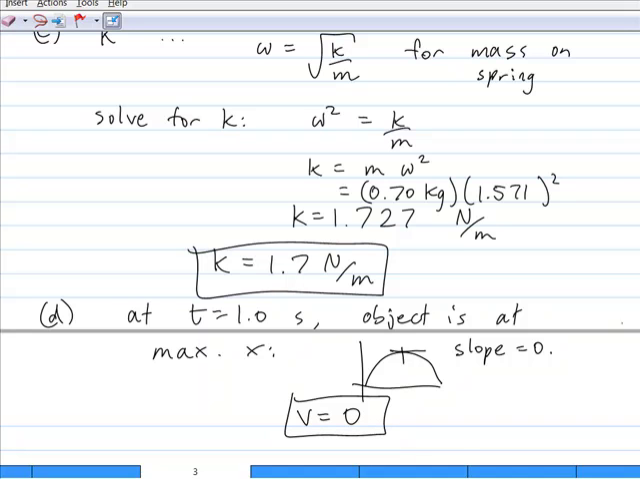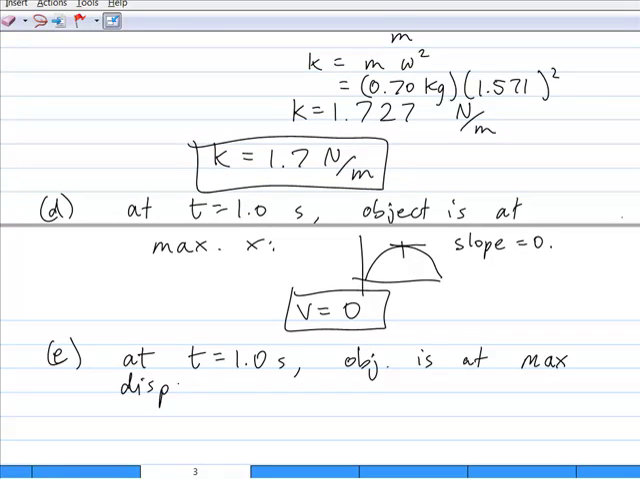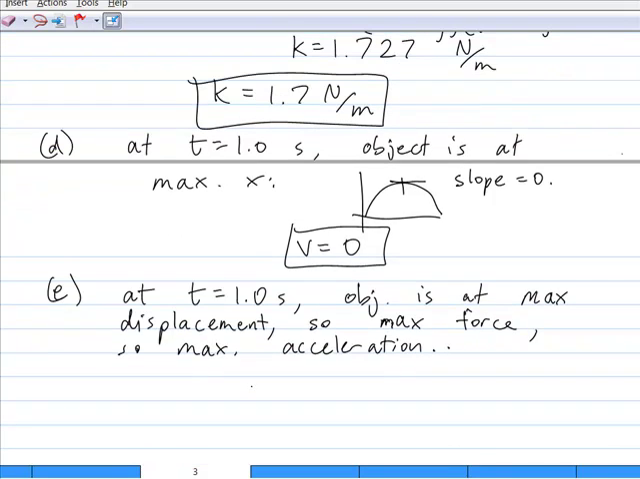And the magnitude of the object's acceleration at t equals 1 second, well, this will be the maximum. So at t equals 1.0 second, the mass is at max displacement. As we've just said, it's stopped also. So it has maximum force, because force is equal to the spring constant times displacement, and so maximum acceleration. And we have an equation for maximum acceleration. I think we have that a max for simple harmonic motion is equal to A times omega squared.